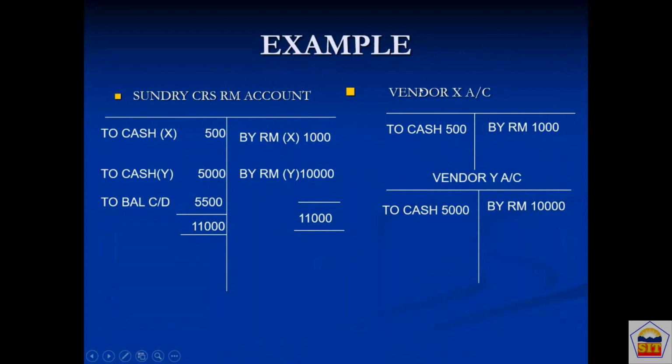So here we have two vendors, vendor X and vendor Y. For vendor X, you made a purchase of 1000. You made an outgoing payment of 500. For vendor Y, you made a purchase of 10,000. You made a payment to him of 5,000. Now, at any given point of time, if you need to know the total purchase we have for both of these two vendors, or the total balance outstanding for both of these two vendors, how can we come to know? First we need to go to the X account, then go to the Y account, make a total, and then we can come to know.